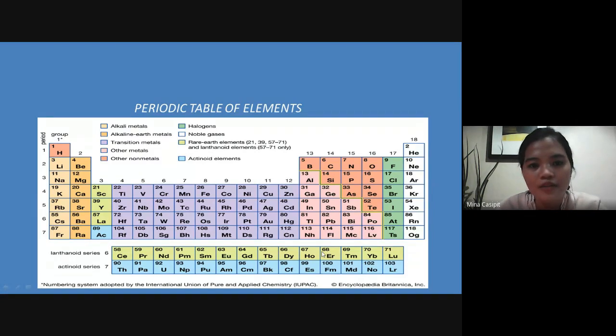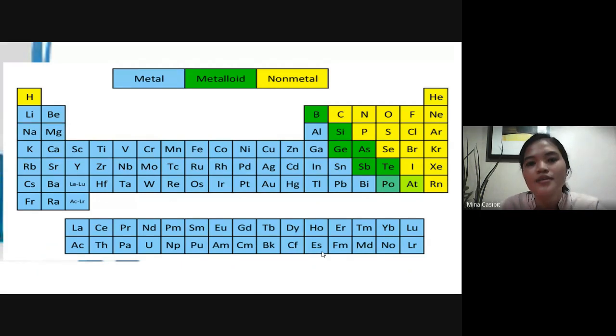Okay, let's move on. In the periodic table of elements, meron po tayong mga elements that are considered as metal, metalloid, and non-metal. We have here yellow elements. Those are elements that are non-metal. The green ones, they are metalloid. And the blue ones, they are metal elements. Okay po ba?